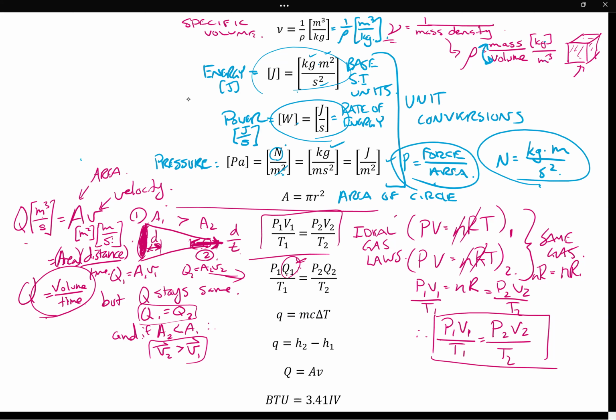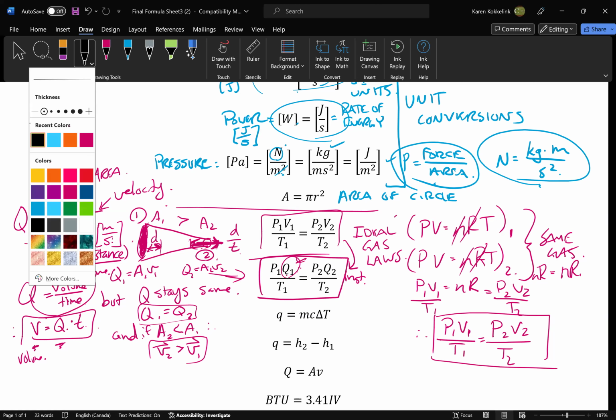So Q equals volume over time. Solve for volume: Q times time equals volume. Hang on a second. Therefore, V equals Q for a certain amount of time. So therefore, instantaneously, we can substitute in Q for V, which is volume, in this equation. So that's where I got this from. It is basically an ideal gas law, factoring in our Q equals AV. Okay, let's change colors to move on to the next equation.